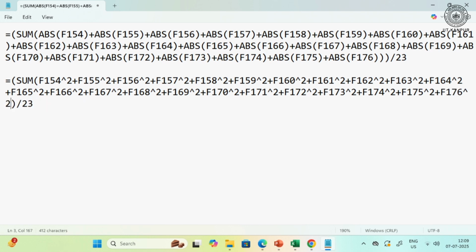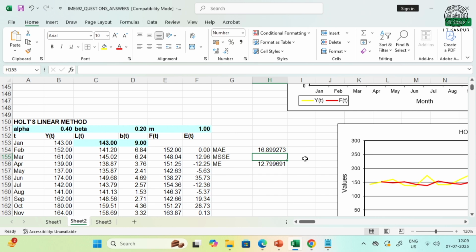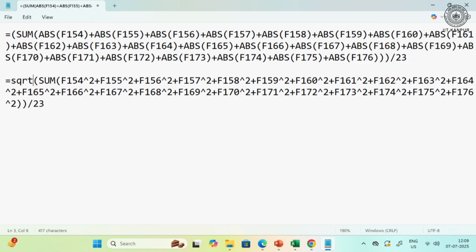So, I need to find out the sum, and then divide by 23, because 23 is the count of such values, the average needs to be found. So, I put it in this cell which is MSSE. So, it is a square value. So, I need to put the standard in case needed. Let me put the square root also.